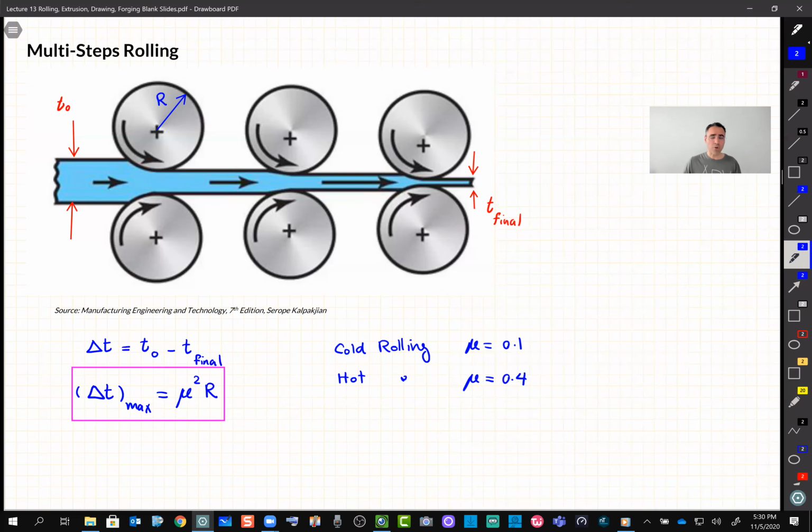And you can see from this formula, the bigger the roller size, of course, the more you can reduce the thickness. However, you need more power, which, when we get to engineering analysis, we can calculate. And this power, you can guess, is not just a function of how much we reduce it, it's also a function of how fast we want this plate to move, or how fast our production is, which we will get to.